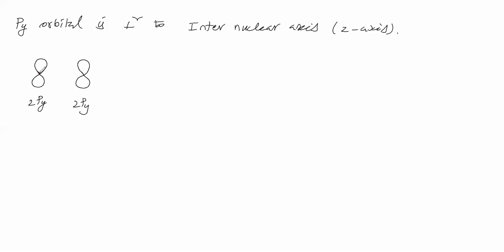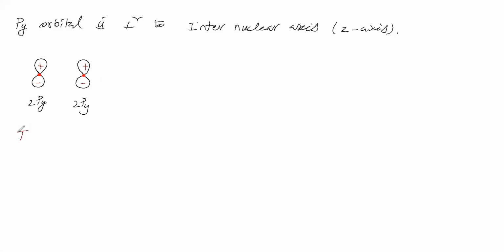Now this is the nucleus of this atom, and this is the nucleus of the other atom. Now we will give signs: suppose if we give a positive sign here, we give a negative sign there. One lobe will have a positive sign, another lobe will have a negative sign. Now we have considered two 2py atomic orbitals.